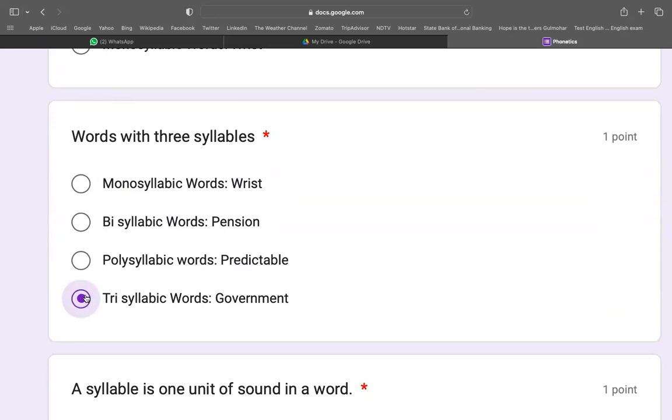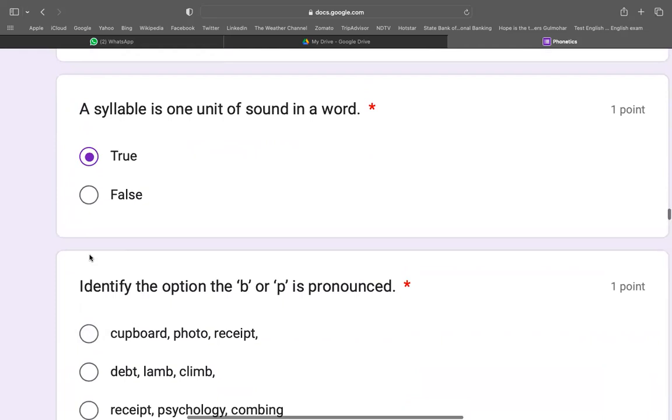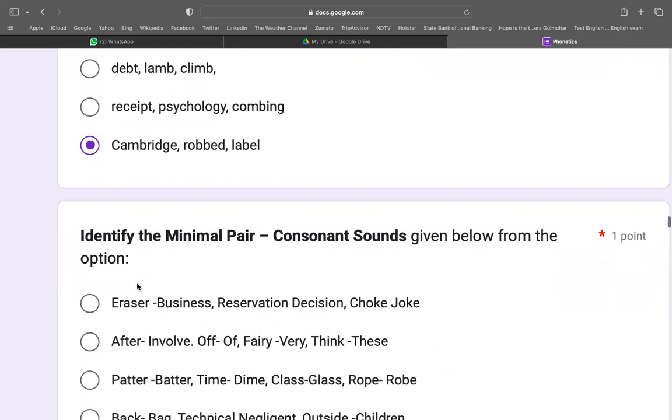Next, a syllable is one unit of sound in a word. True, right? Because a syllable refers to one sound. Identify the option where B or P is pronounced, right? Where your B and P are pronounced, we have to identify that. So which one could it be? Cupboard, photo, for the sound, receipt. Debt, lamp, climb, no, receipt, right? Again psychology is coming, so obviously we can find that it cannot be. So Cambridge, rubbed and the label will be appropriate.